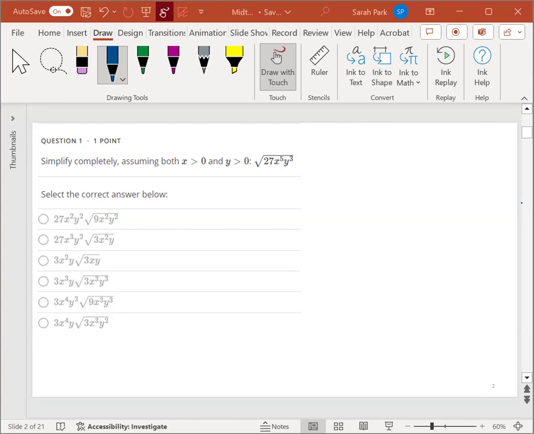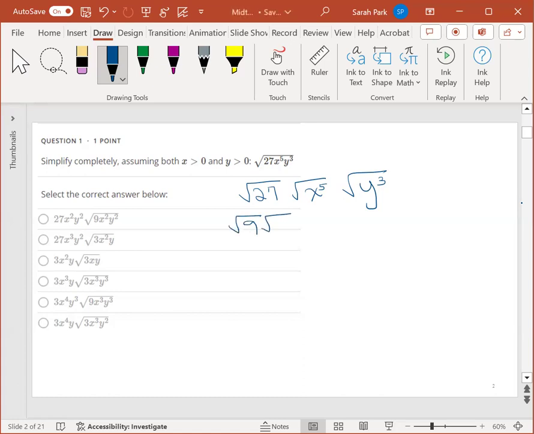So let's first actually split up each of the terms. We have square root of 27, then square root of x to the fifth, and square root of y to the third. We can split up square root of 27 further. That's square root of 9, square root of 3. With x to the fifth, we're going to split it up as square root of x to the fourth, square root of x. You're always going to split up so that you take a single x term out if it's an odd power, so that you end up with an even power in the other root.